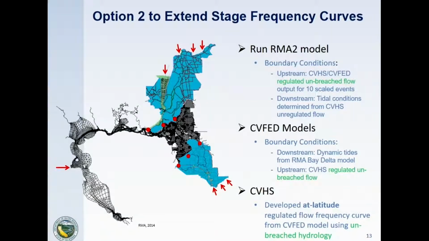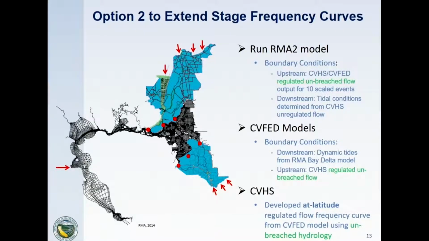Now option 2, we do everything, we run in CVFPP, the whole process again, but instead of breach hydrology, we use the unbreach. What's the catch on that one? We have to have a contract with RMA2. RMA2 is the proprietary model. We cannot play with that tool.